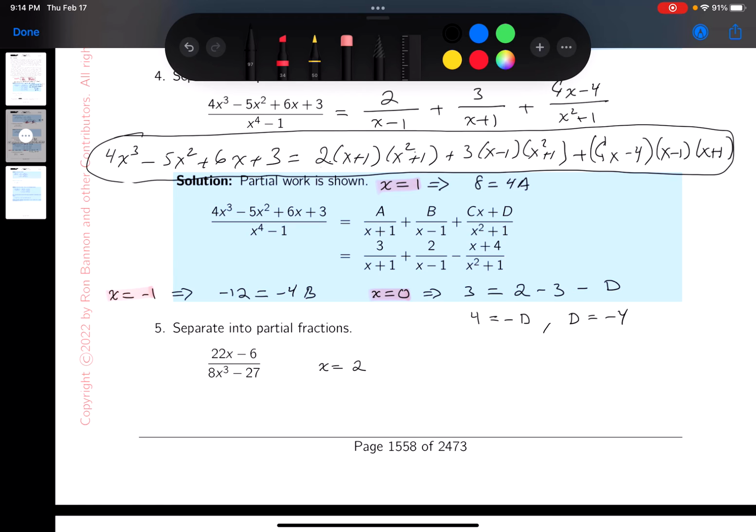So you get 4 times 8 is 32. I'm doing the left-hand side. 5 times 4 is 20. 6 times 2 is 12. And then you get plus 3. Let's see. You get 12 and 12 is 24. 27.